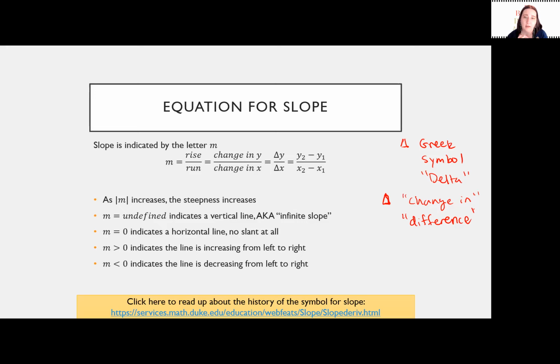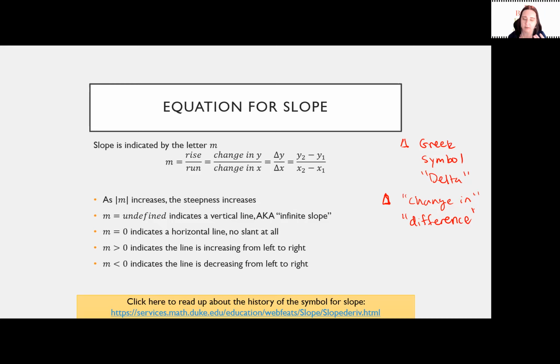We can get a value of undefined, and this is where your denominator is 0. If you end up having no change in x, that means you're not moving left or right, you're only moving vertically. So that's a vertical line, and the slope is undefined because you're dividing by 0, which you can't do. There's also a way to get a slope of 0. To have that happen, you need to have the top of your fraction be 0. That means there's no vertical change, so it's only going left to right, and that gives you a horizontal line. That means it's not slanted, so having 0 makes sense there.